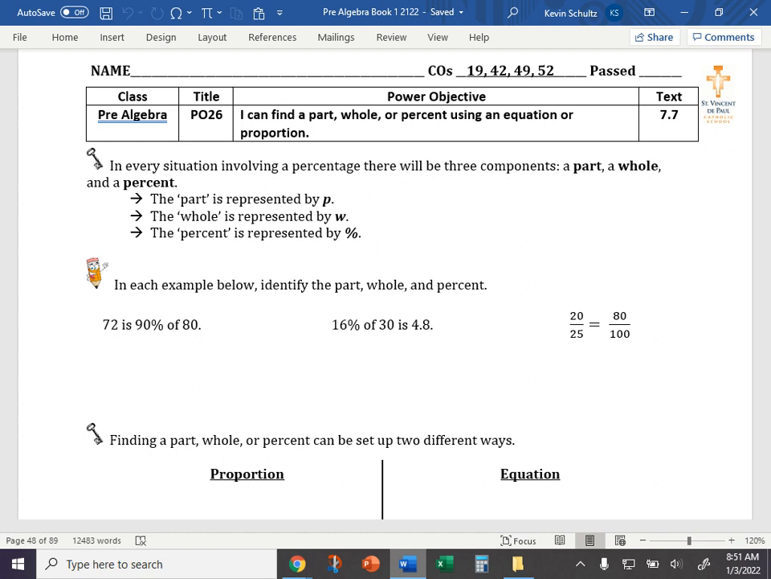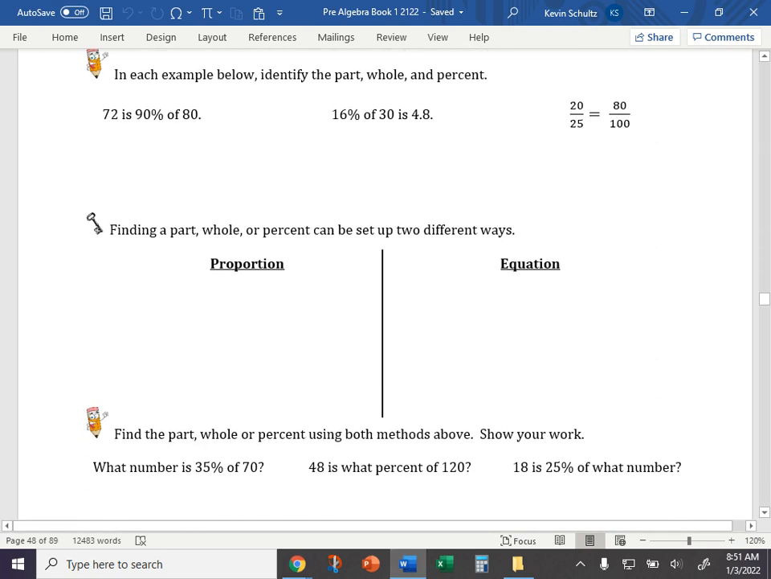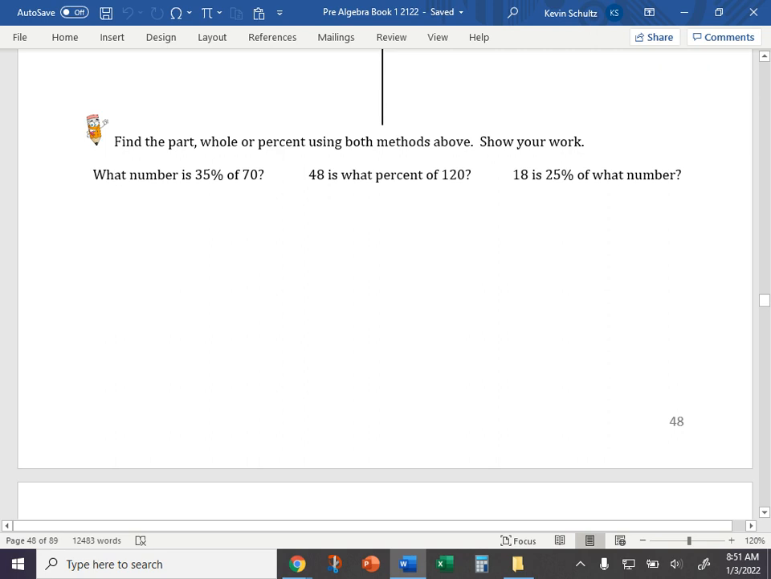And what we'll be covering today is called the percent equation. It's a percent equation because if you look at the types of questions we'll be answering here: what number is 35% of 70? 48 is what percent of 120? 18 is 25% of what number? They all look different, right? We're solving for a different piece here, but you can use the same equation for all of them, which is nice. You're solving for a different variable.